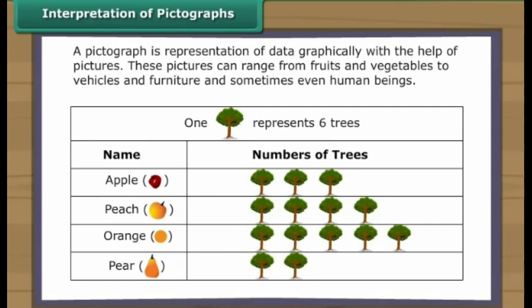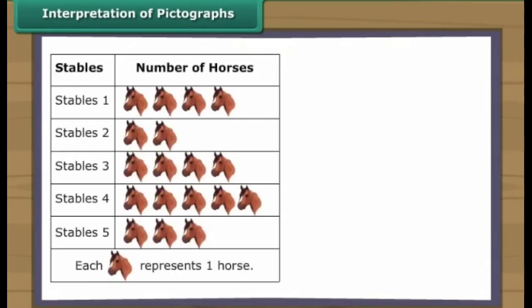These pictures can range from fruits and vegetables to vehicles and furniture, and sometimes even human beings. Let us understand pictographs by interpreting the data they represent. Look at this pictograph. It shows details of horses in 5 different stables in a village. Each picture of a horse represents one horse.